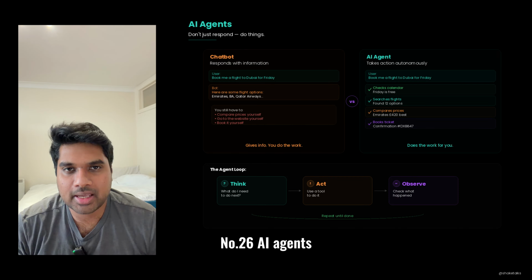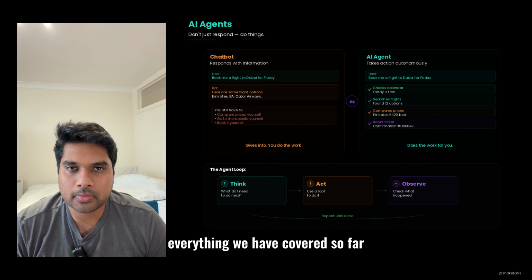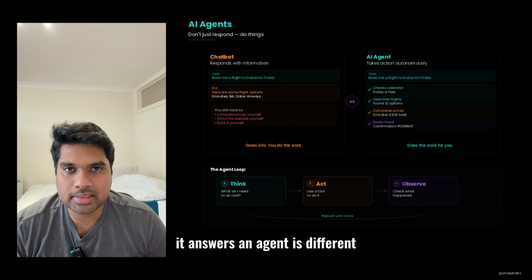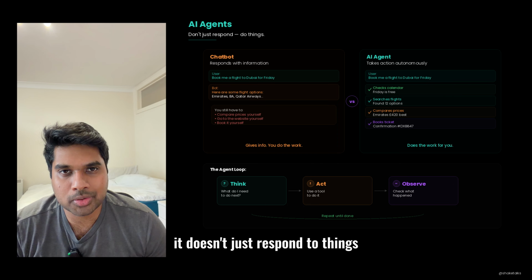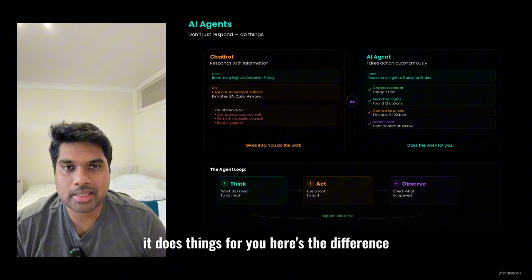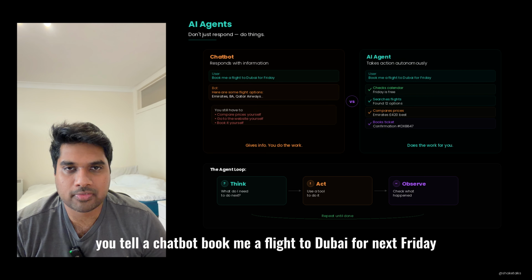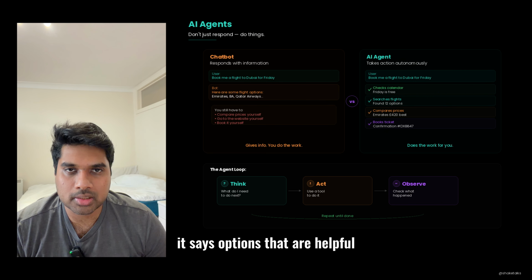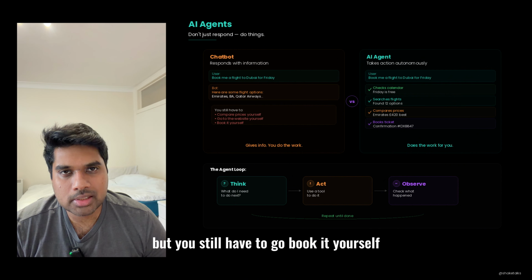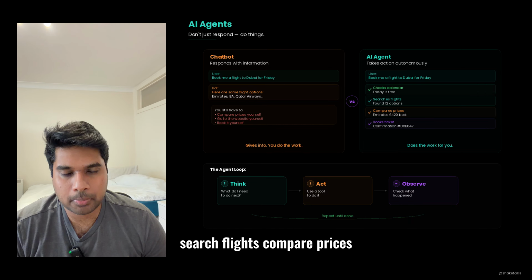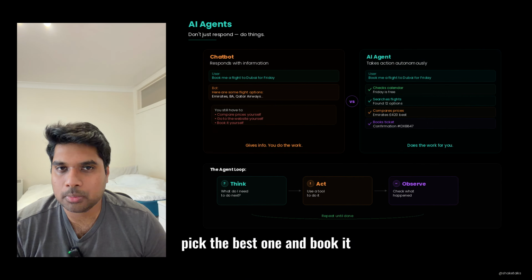Number 26. AI agents. Everything we have covered so far, the model just responds. You ask it, it answers. An agent is different. It doesn't just respond to things, it does things for you. Here's the difference. You tell a chatbot, book me a flight to Dubai for next Friday. It says here are some options, which is helpful, but you still have to go book it yourself. An agent would actually check your calendar, search flights, compare prices, pick the best one and book it.